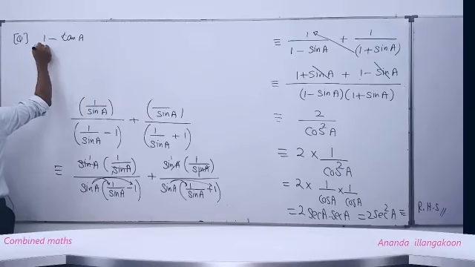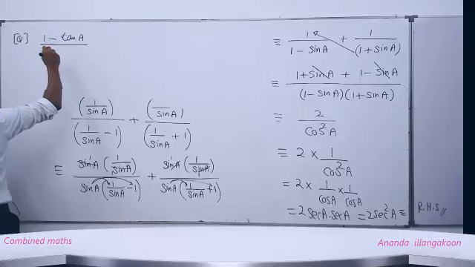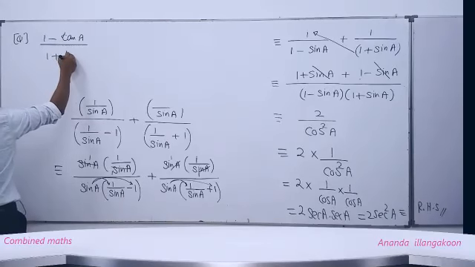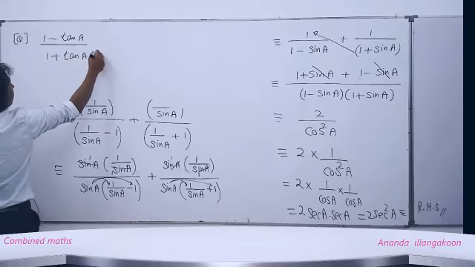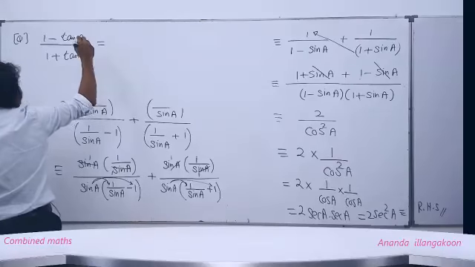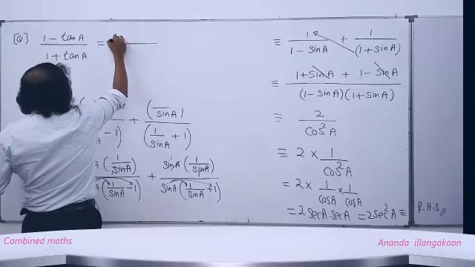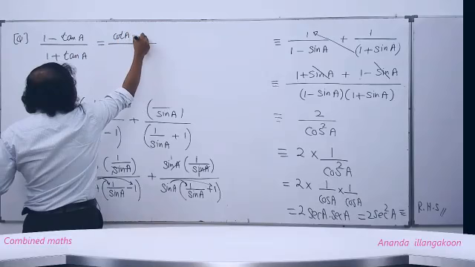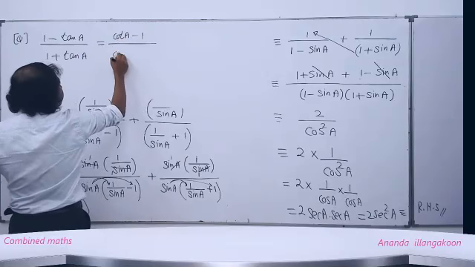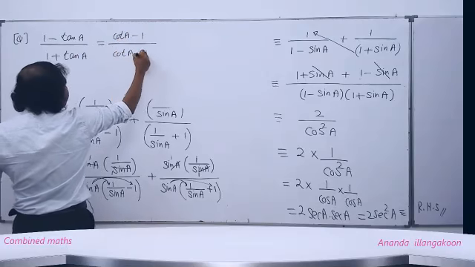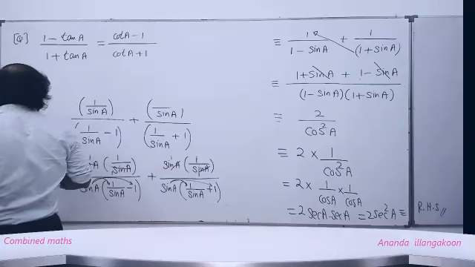1 minus tan A divided by 1 plus tan A equals this, 4 minus 1 over 4 plus 1. This is a very easy one. I think everybody can get this answer.